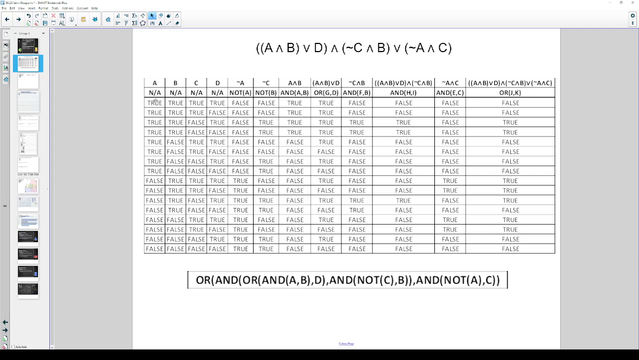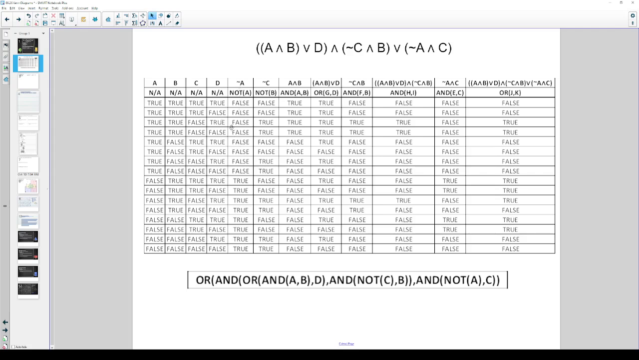So A has half of the options as true and half as false. B also has half and half, but we alternate 4 trues, 4 falses. C, half and half, but it's 2 and 2 and 2 and 2. And D goes back and forth between true and false. So then we see there's a not A and a not C, so we need columns to evaluate those, and if A is this, not A is just the exact opposite.